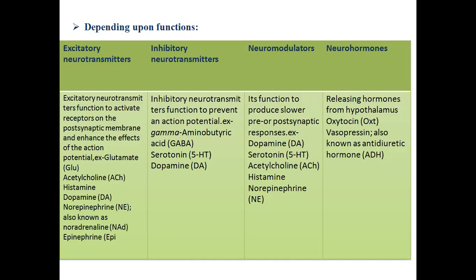The other class is neurohormones. Releasing hormones from hypothalamus are mainly grouped into this category. They are oxytocin, vasopressin, also known as antidiuretic hormone.